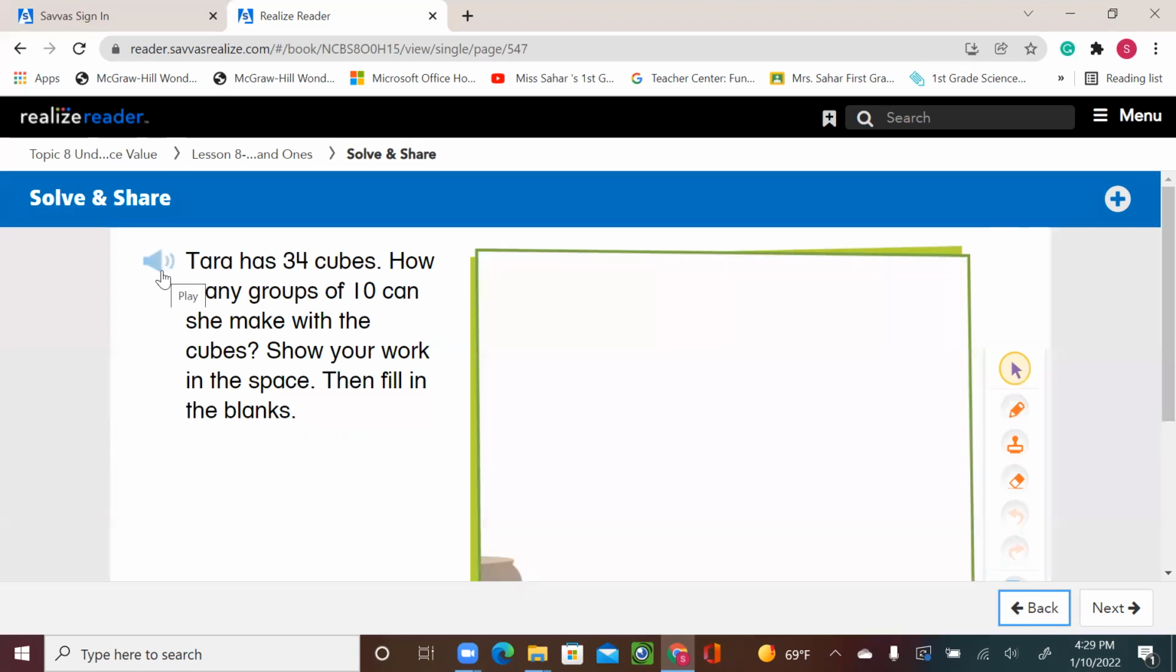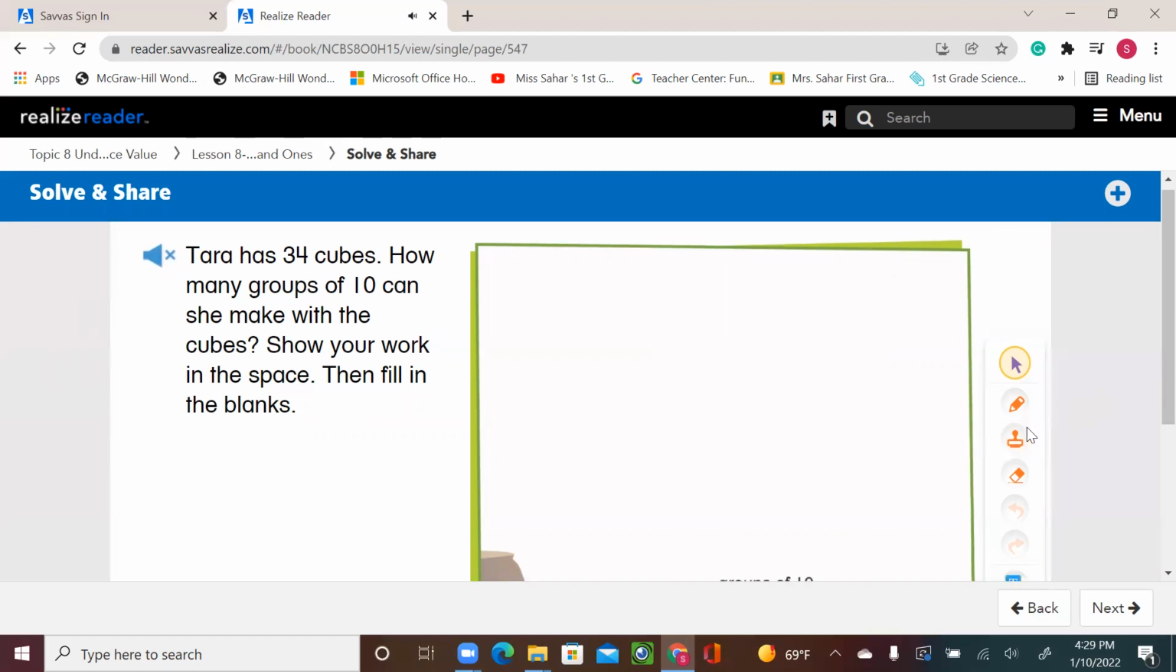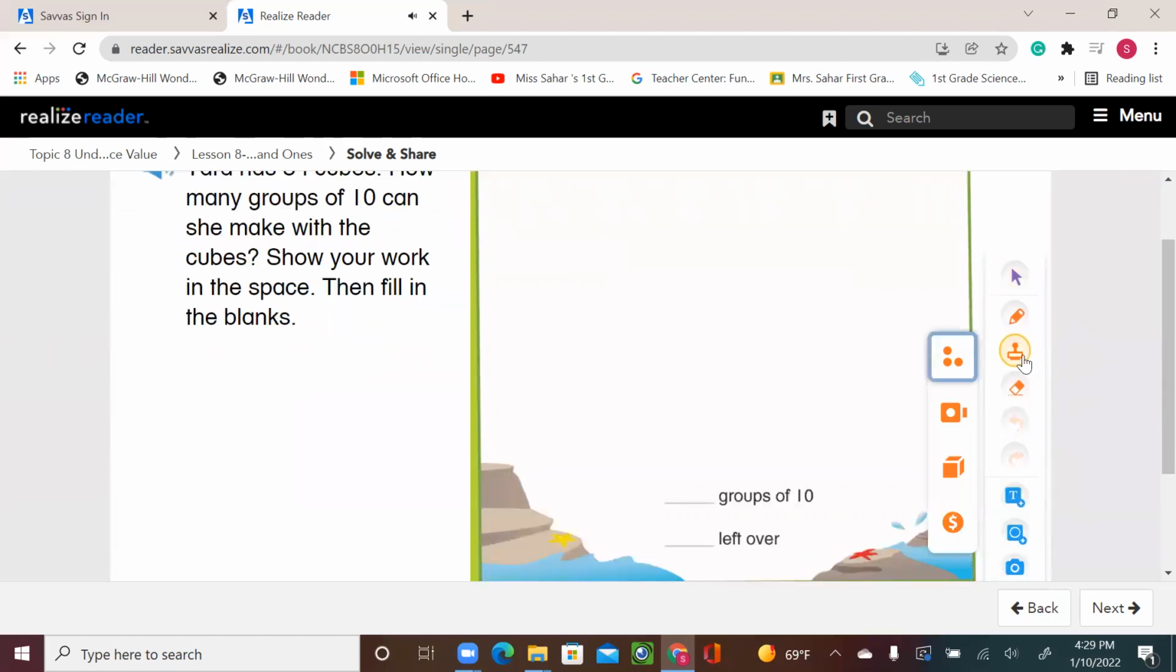To page 333 and answer together this question. Tara has 34 cubes. How many groups of 10 can she make with the cubes? Show your work in the space. Then fill in the blanks.